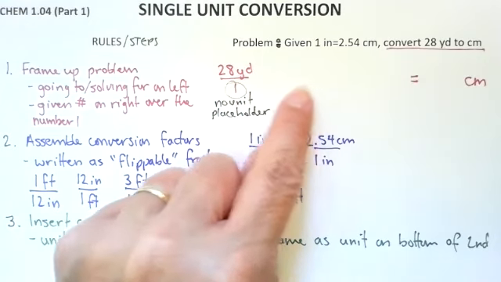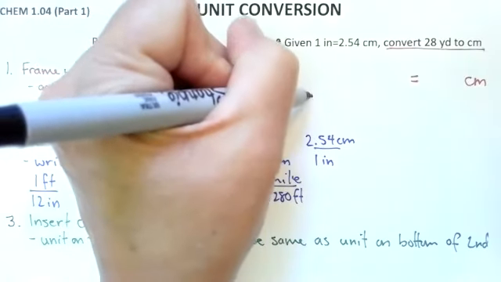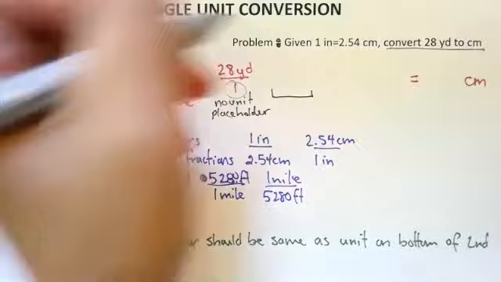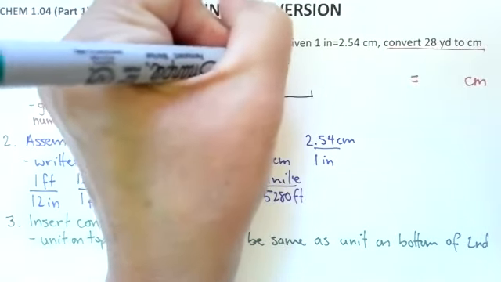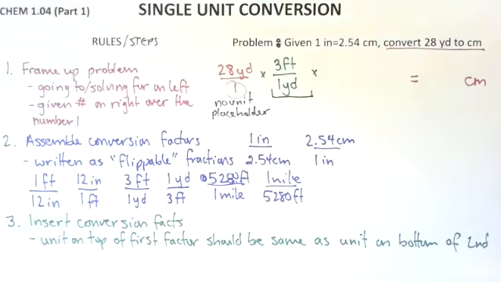So the second factor that I'm going to write here, this is going to be my spot for my second factor, has to have yards on the bottom. So that tells me the only factor that I have here that could even work would be this one. Because here I have yards on the top, here I have yards on the bottom. So I'm going to go ahead and try that. I'm going to put in 3 feet over 1 yard.